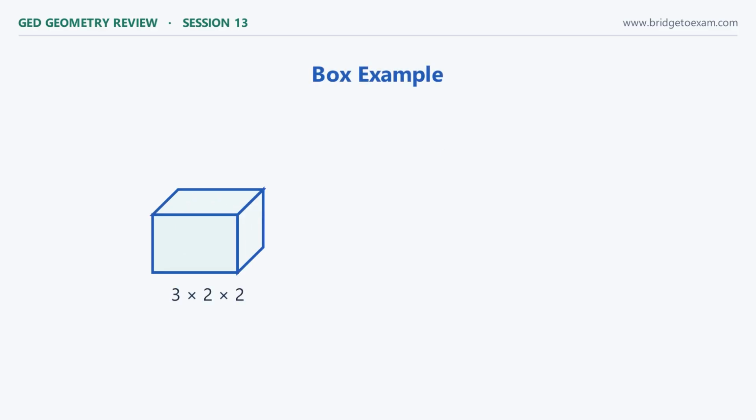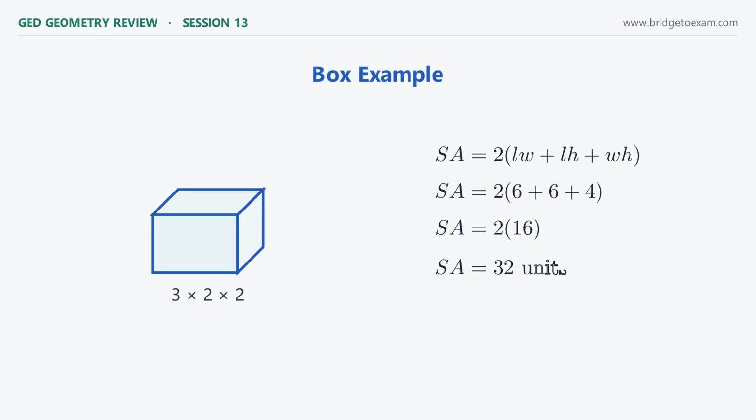Now, a box that is 3 by 2 by 2. The 3 face pairs are 6, 6, and 4. Add them, 16. Then double, 32.